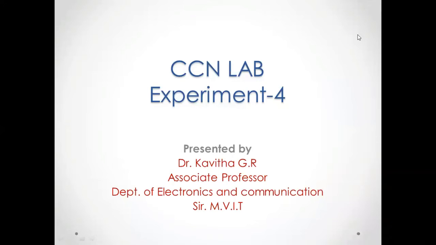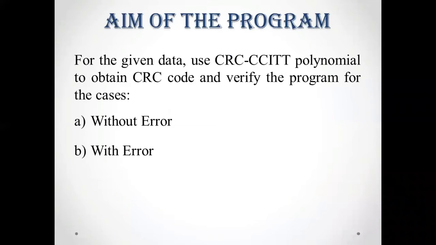We will talk about CCN Lab Experiment 4. Let's have a look at the aim of the program. For a given data, use the CRC CCITT polynomial to obtain the CRC code and verify the program for the cases without error and with error. CRC stands for Cyclic Redundancy Check and CCITT stands for Consultative Committee for International Telephony and Telegraphy.